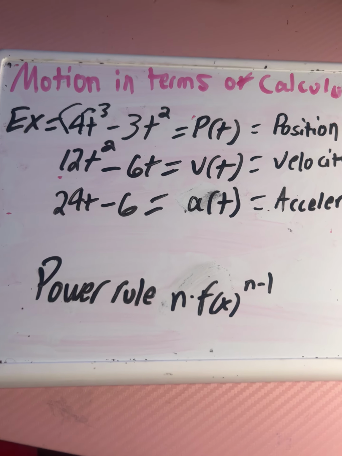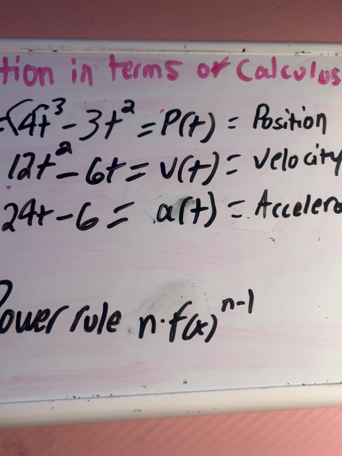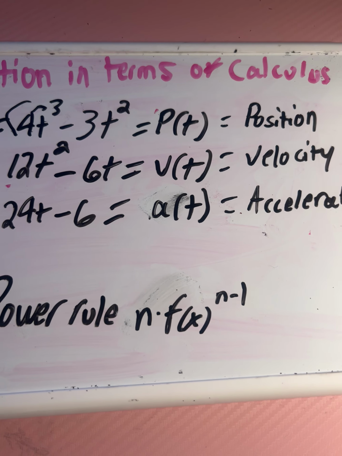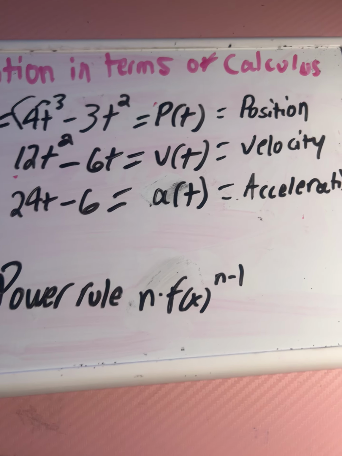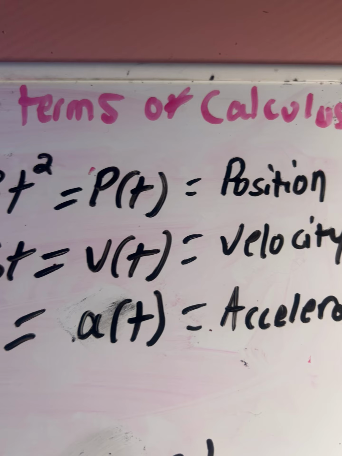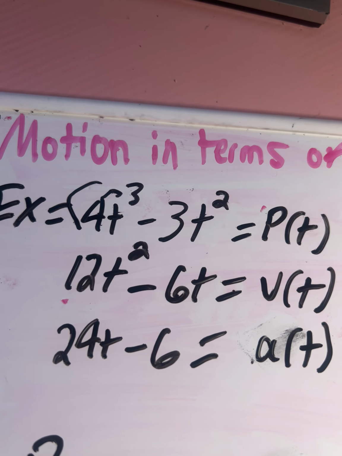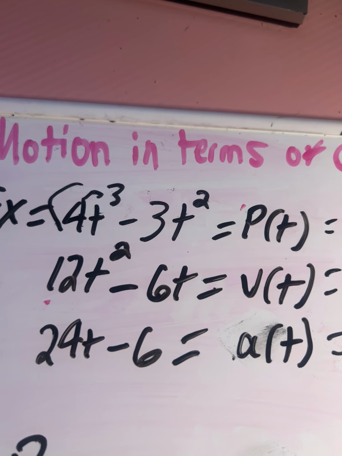So the first thing that I want to talk about is how a function can move in terms of calculus. So we start with the position, usually given to us as p of t in a word problem. So an example of this would be 4t cubed minus 3t squared.